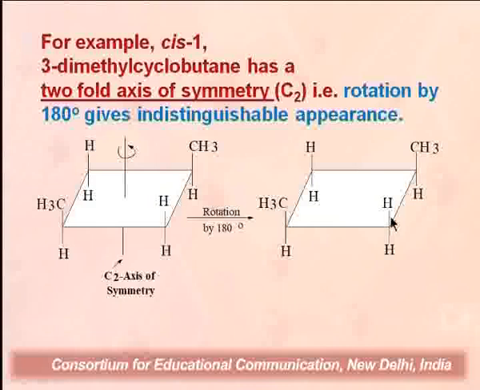360 degrees. Now let us take another example here, and this example is that of 1,3-dimethyl cyclobutane. Now this again has a twofold axis of symmetry. Why does this have a twofold axis of symmetry? Because here the identical parts are on the opposite side of the molecule.